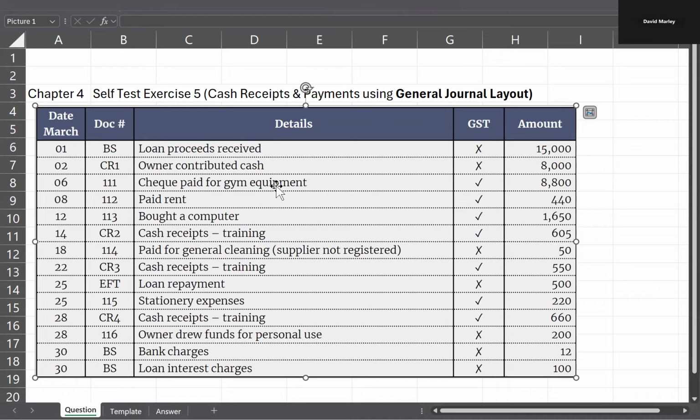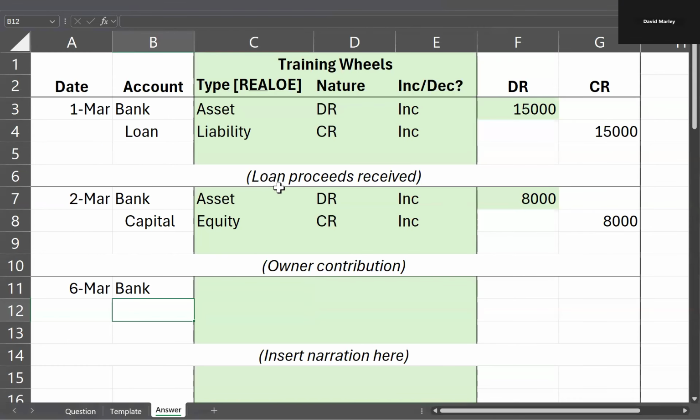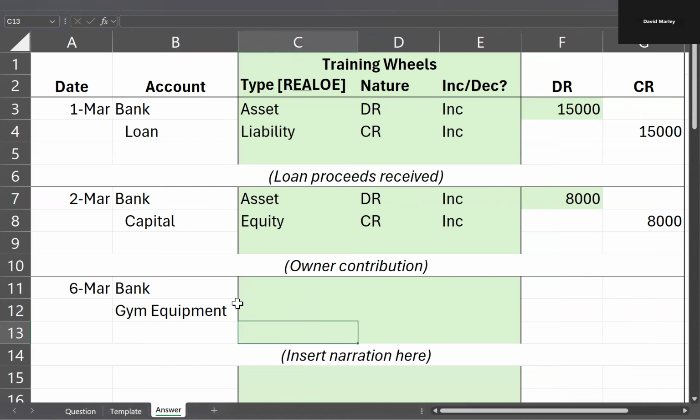And it looks like it was for gym equipment. So I can just call that gym equipment. Do you think that's an asset or an expense? Yeah, it is an asset. It's going to last more than a year. It's got a future benefit for the business rather than one we're using up straight away. So actually, both of these are assets. So in my next column, they're both something that we own.